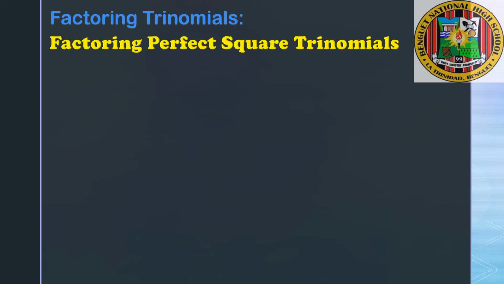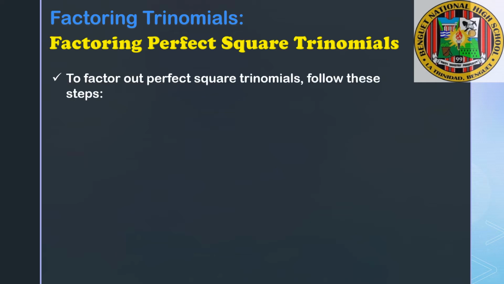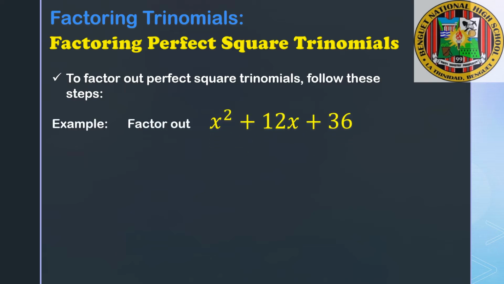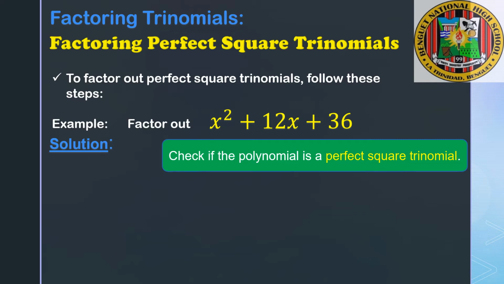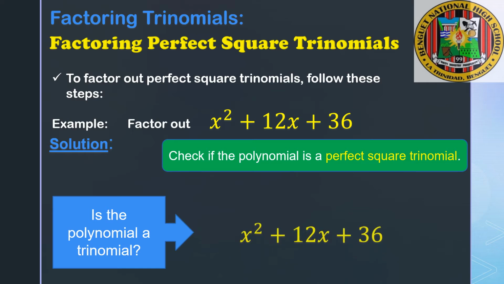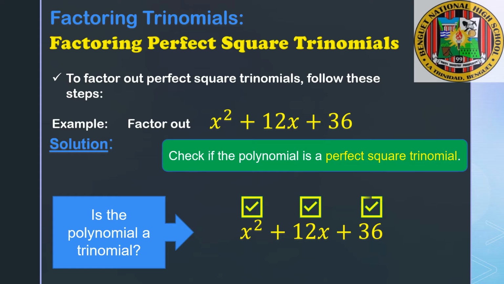To factor out perfect square trinomials, we follow these steps. For example, we factor out x squared plus 12x plus 36. The first step we take is to check if the polynomial has the characteristics of a perfect square trinomial. First, we check if the polynomial we are solving is a trinomial. As we can see, the polynomial has 1, 2, 3 terms. Therefore, we say that the polynomial is a trinomial.